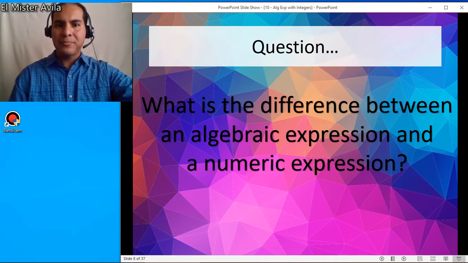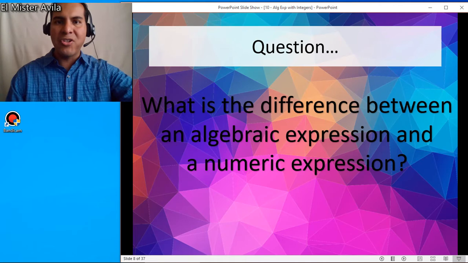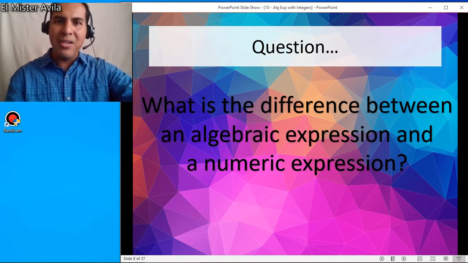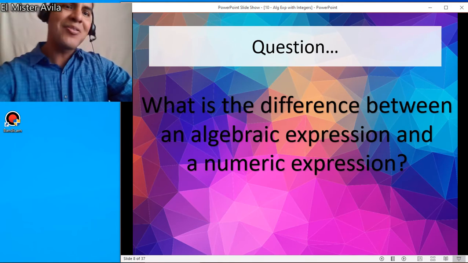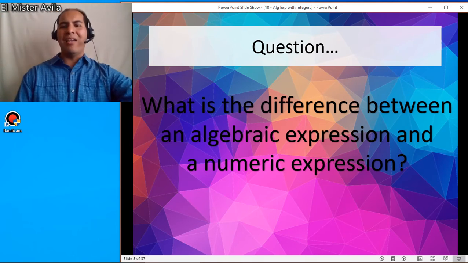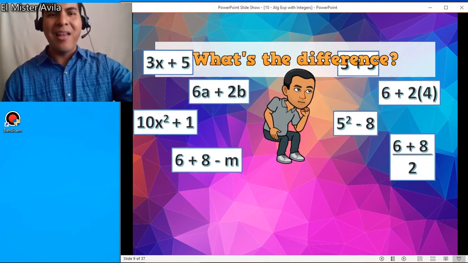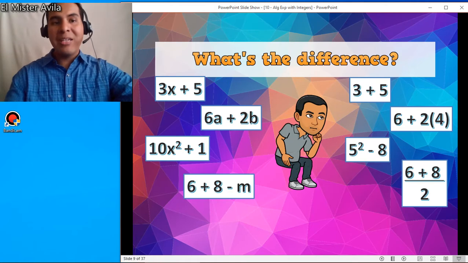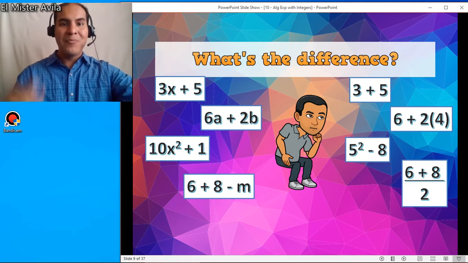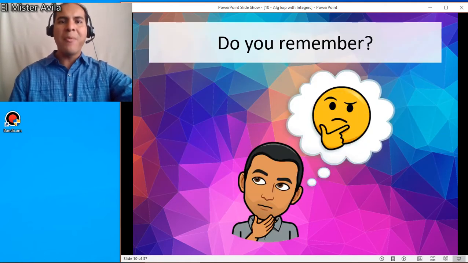Question for you. What is the difference between an algebraic expression and a numeric expression? Tell me, I want to hear you. What is it? Oh, that's correct. Very well said. I know you said that an algebraic expression contains variables and a numeric expression only contains numbers. So good for you.